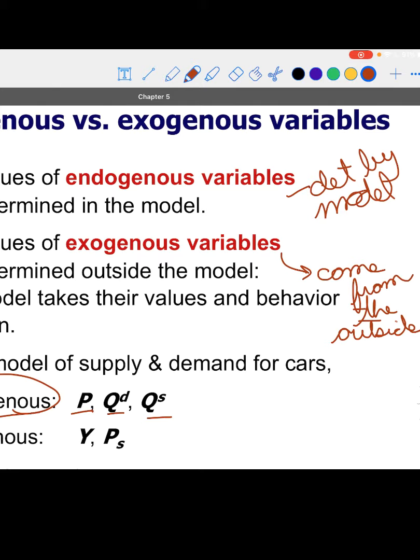When we're talking about things being exogenous, it's from outside the model. We're not trying to explain what the income level is, or what the price is for the supplier to produce the good. That's not up to the macroeconomist.